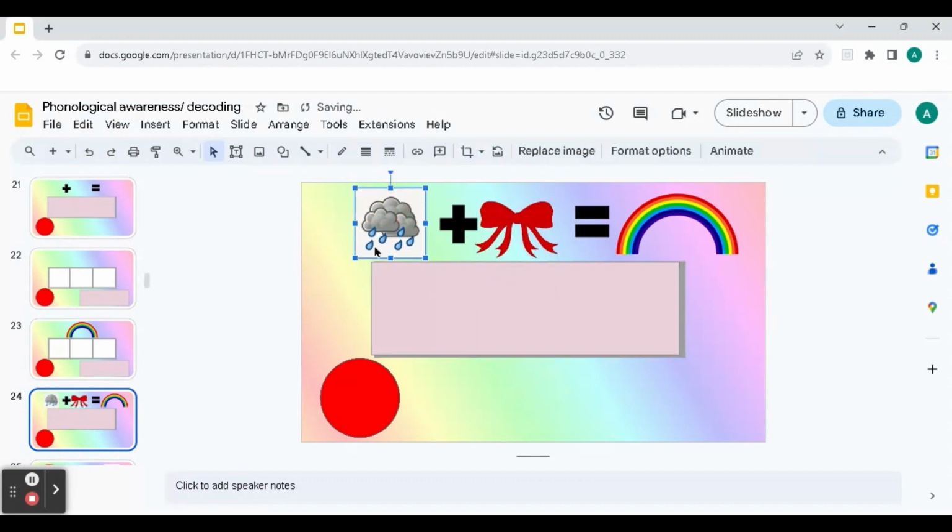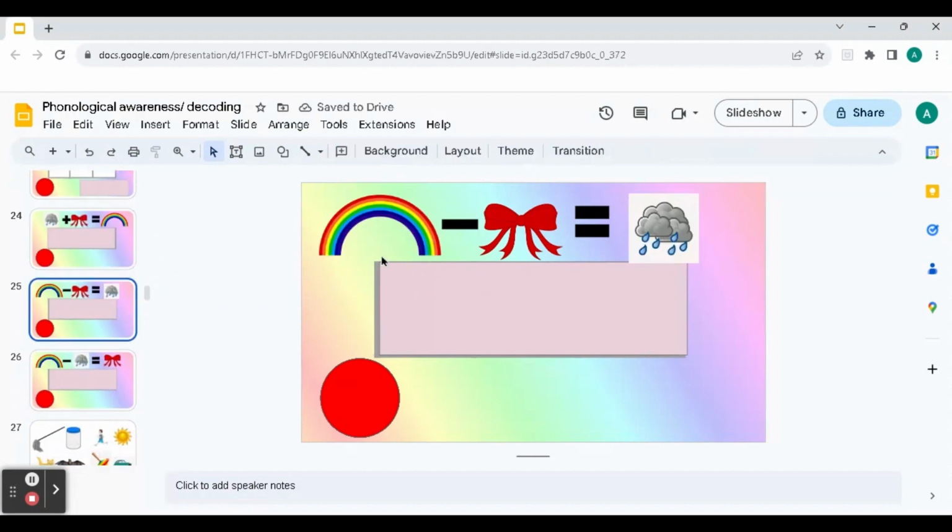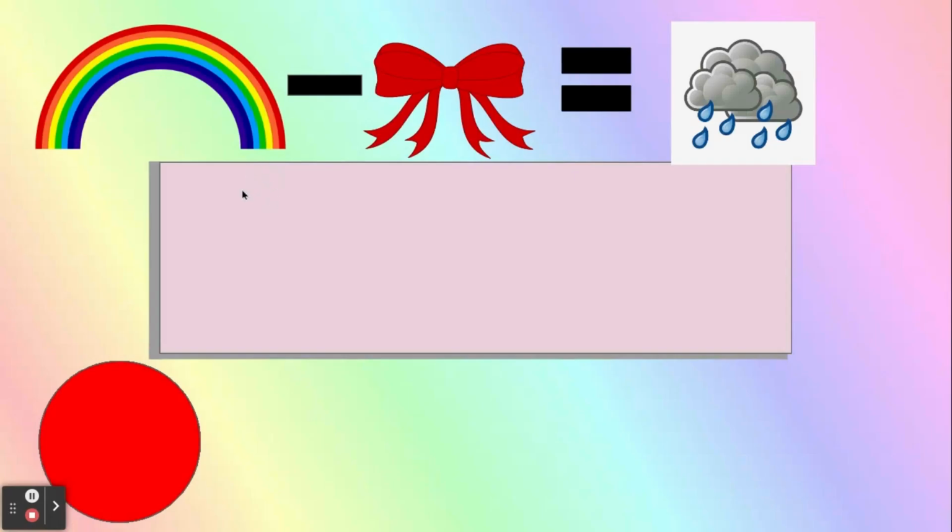Rain plus bow equals rainbow. Rainbow minus bow is rain. So as an example for a student, I would say rainbow. Okay, now say rainbow, but don't say bow. What part are you left with? Rain.